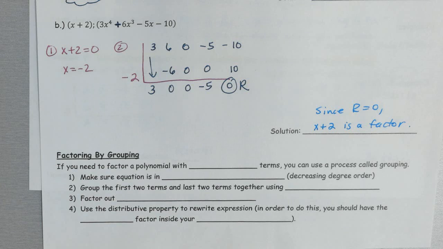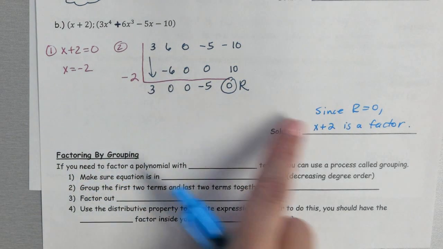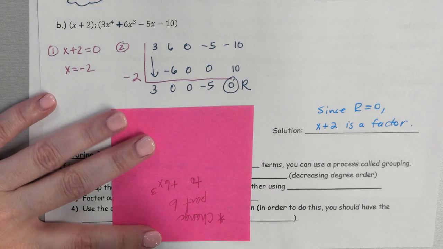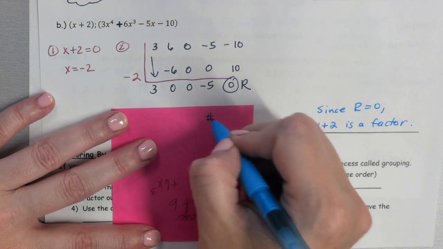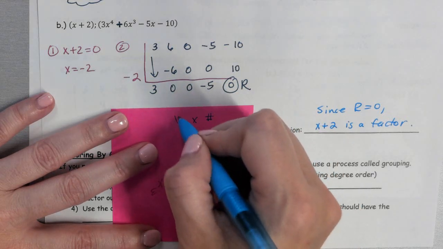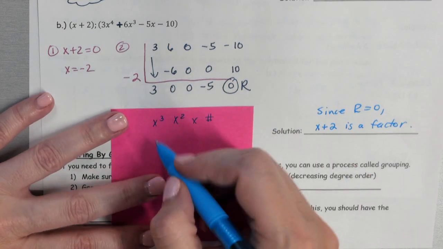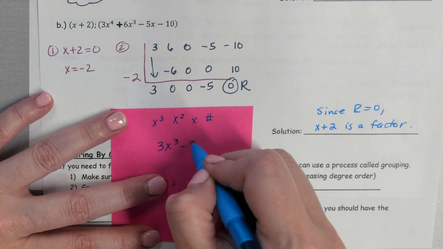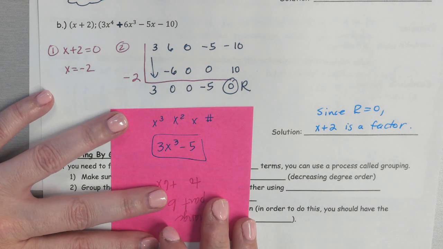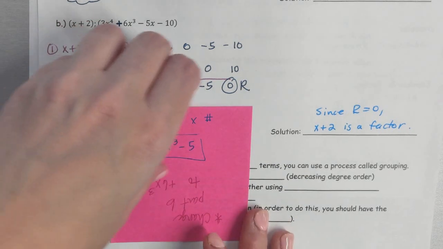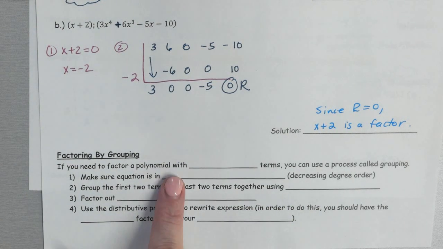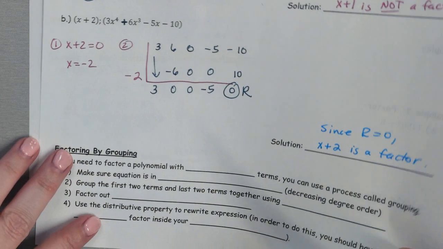Even though you don't have to write this answer out, if you're doing this with synthetic division and you get something like this on your homework, this is a number, this is x squared, this is x cubed. Your final answer would be 3x cubed minus 5, if you were doing that with synthetic division. All right, so that is all you are doing for this one.